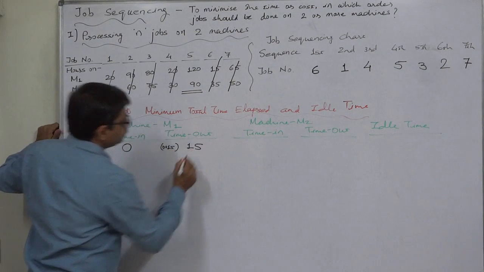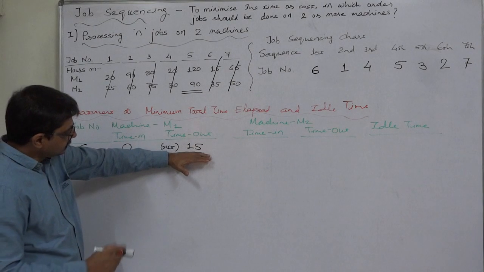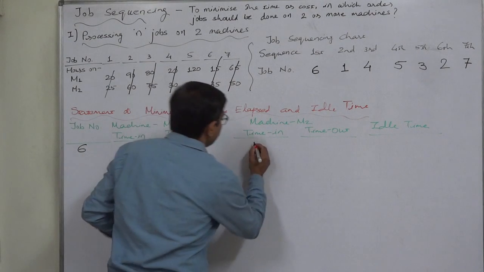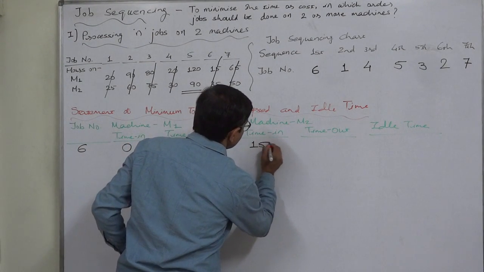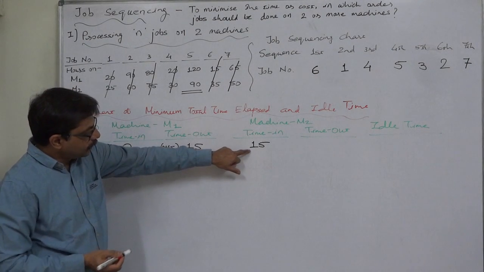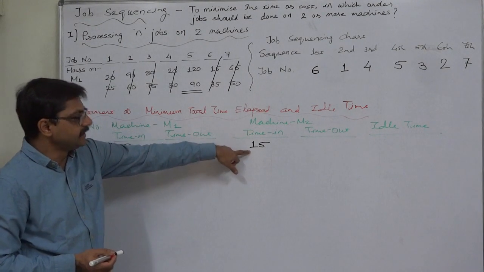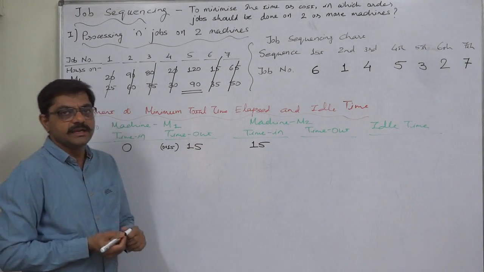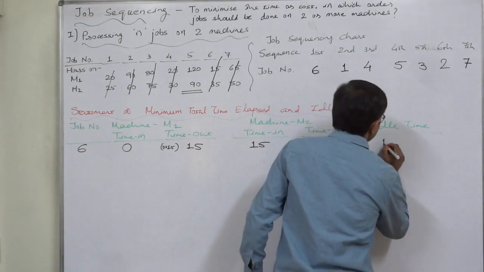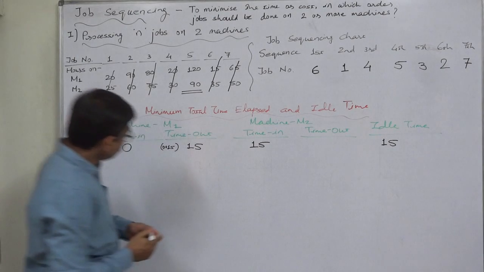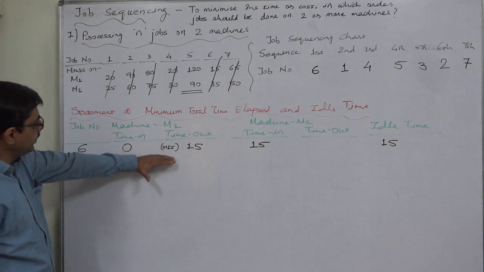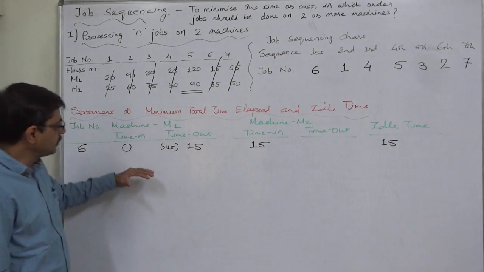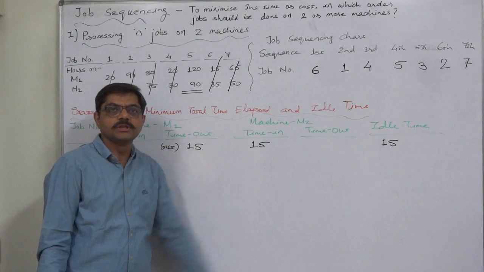Timeout will be 15. And after 15 hours of starting the work, job number 6 will be placed on machine number 2. Till this point of time, machine 2 will be waiting. And if the machine is waiting for a specific duration, that duration is called idle time. Because job number 6 is being completed on machine 1, machine 2 will be idle. Only after completing the job on machine 1, we can put it on machine 2.